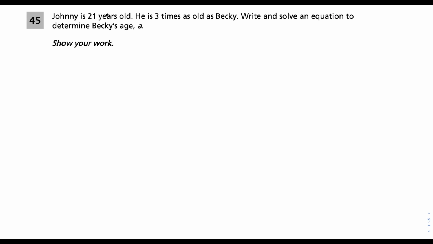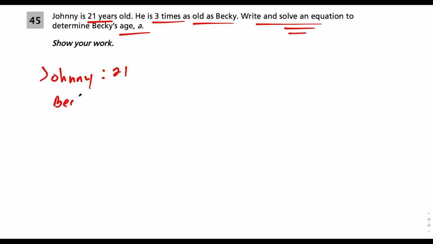Question 45, Johnny is 21 years old. He is 3 times as old as Becky. We need to write and solve an equation. So that's the actual task to determine Becky's age A. So for this one here, what we have is Johnny, and Johnny is 21, and Becky is A years old. And this is the information that actually helps us set up the equation.